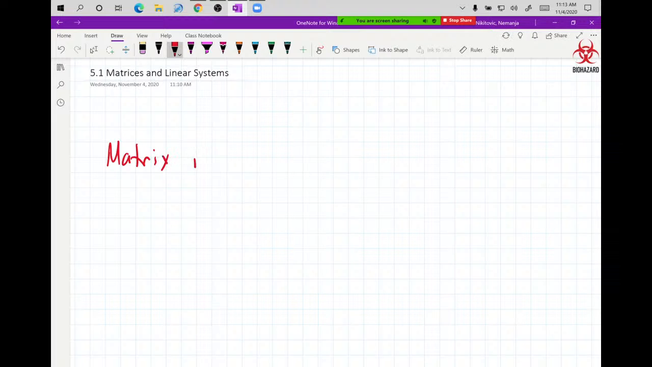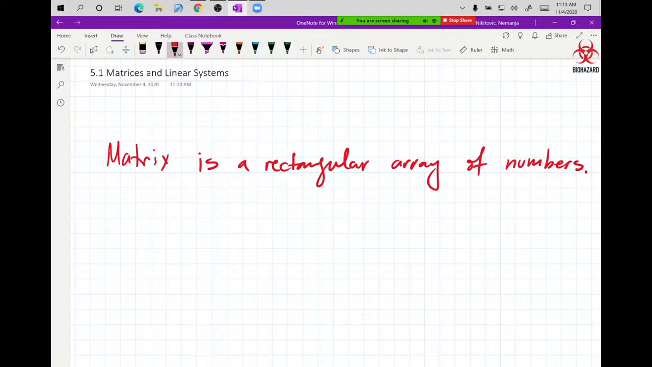So a matrix is a rectangular array of numbers. Again, it doesn't have to be numbers, it could also be functions. We have seen the Wronskian, right, where you put the functions and the derivatives and then you compute the Wronskian, which is the determinant of that matrix. But for the most part, let's just deal with numbers now.